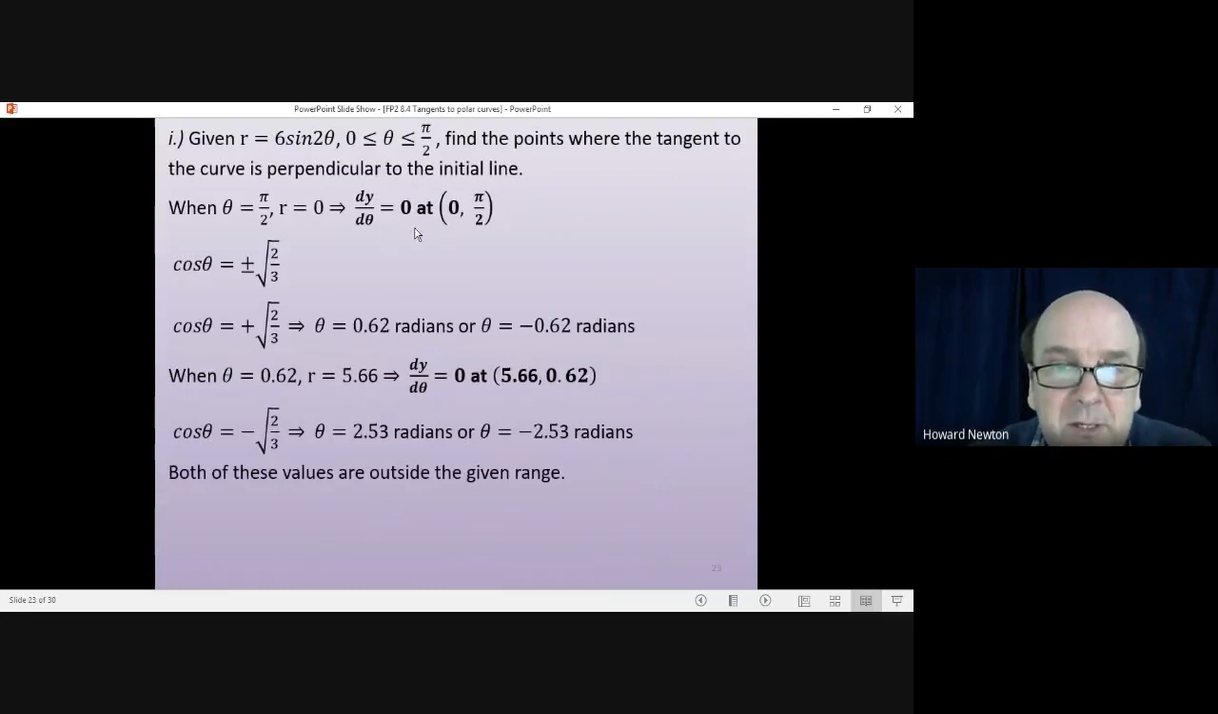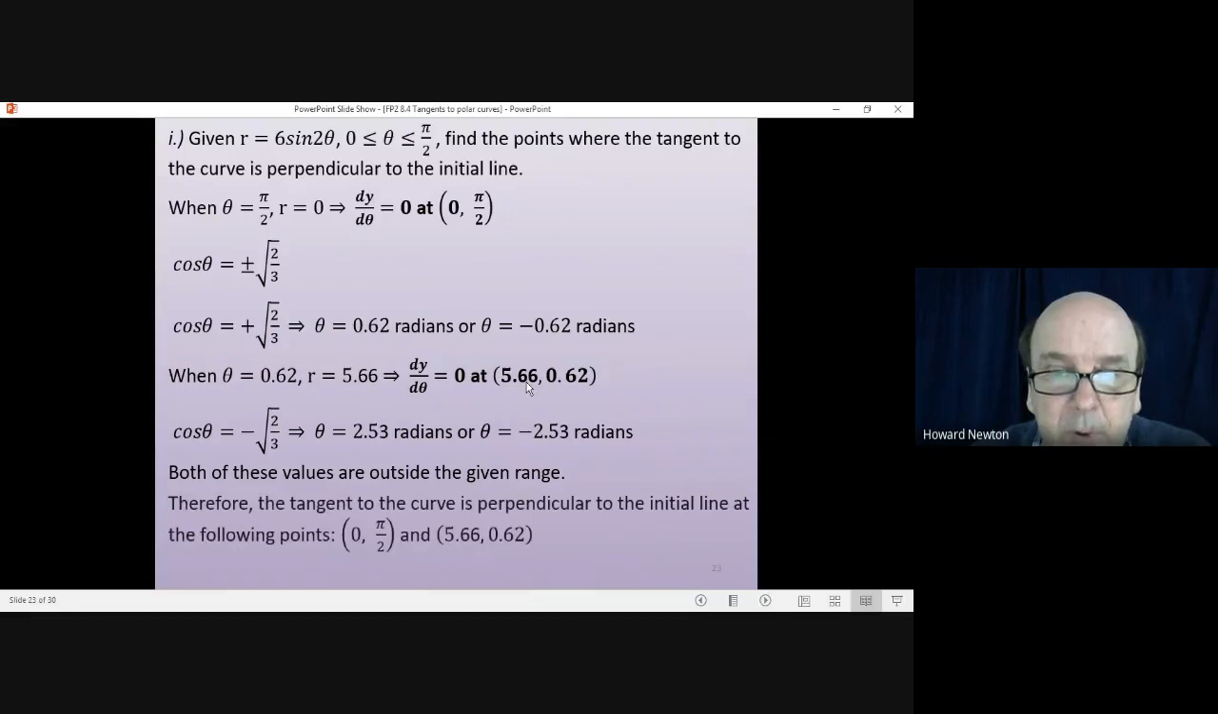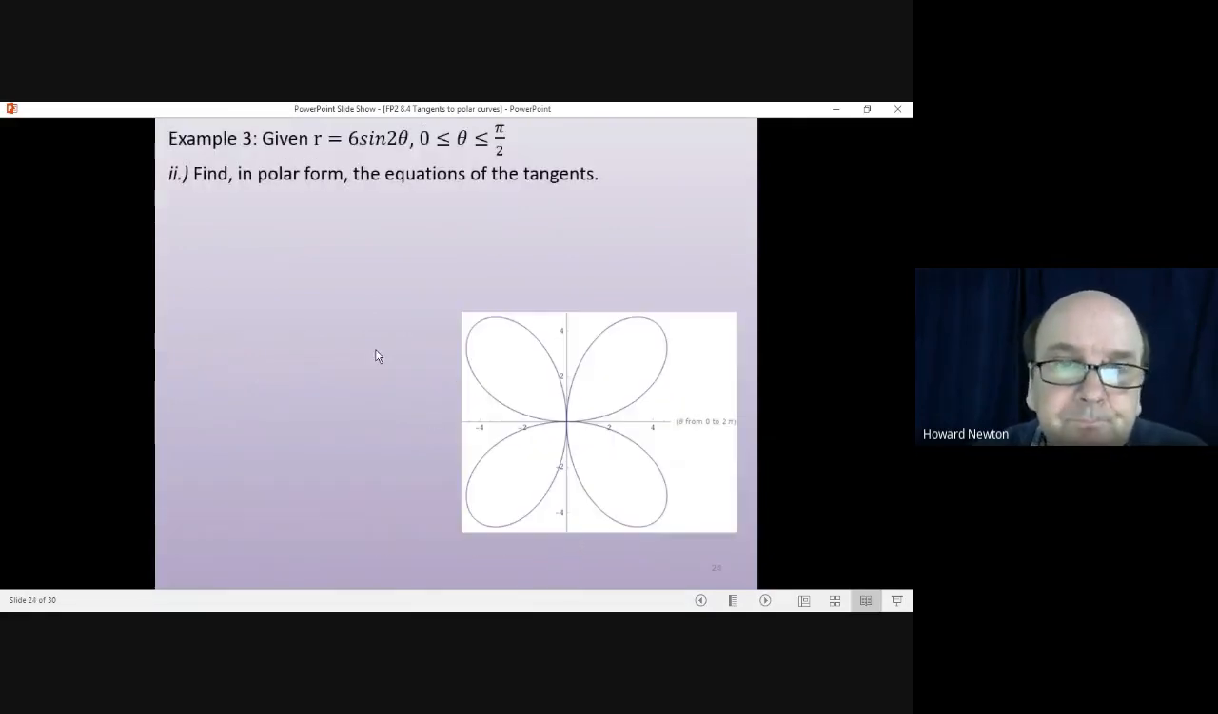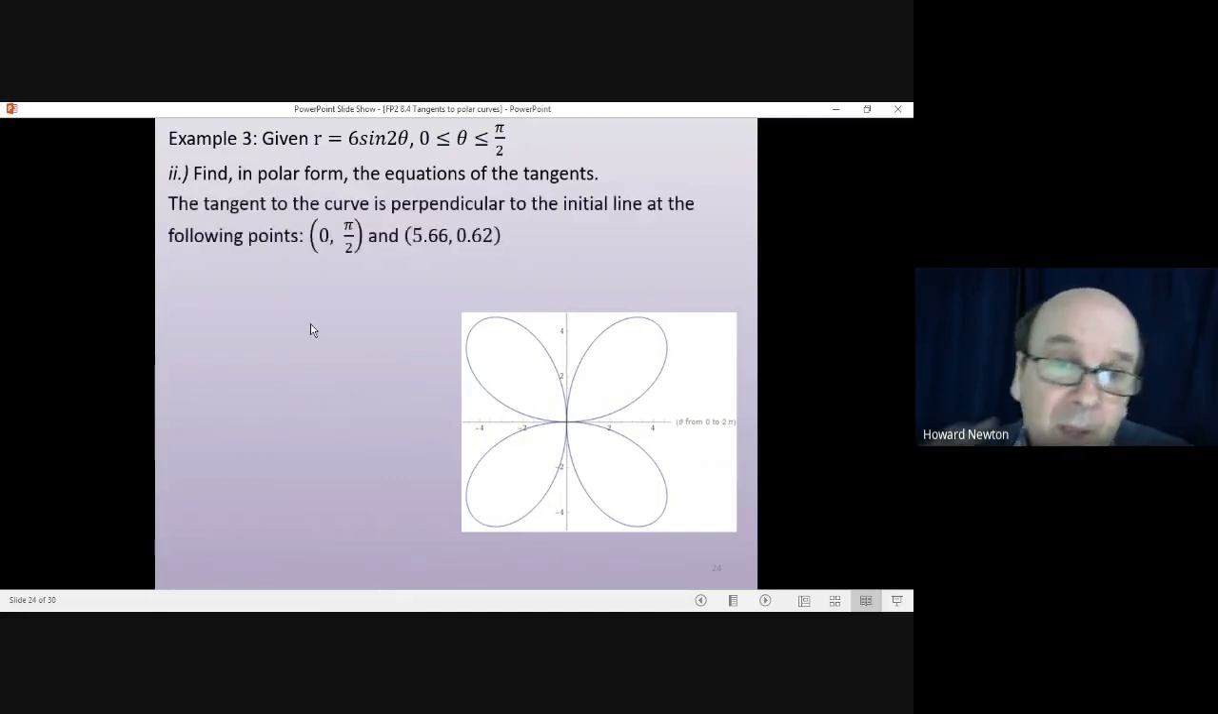So dy by d theta equals 0 at this point and this point. Both of these, therefore, the tangent of the curve is perpendicular to the initial line at those 2 points, 0, pi by 2 and 5.66, 0.62. Okay, we now need to find in polar form the equations of those two tangents. And just to remind you where they were, there's one of them which is here at 0 and one of them which is over here on the far right. So those are the 2 points we're considering.